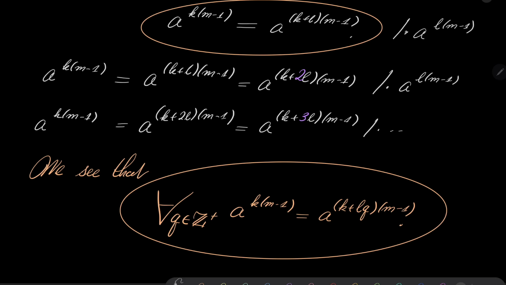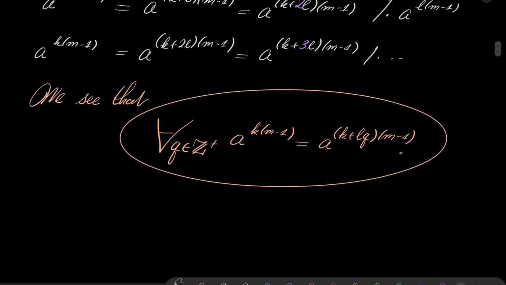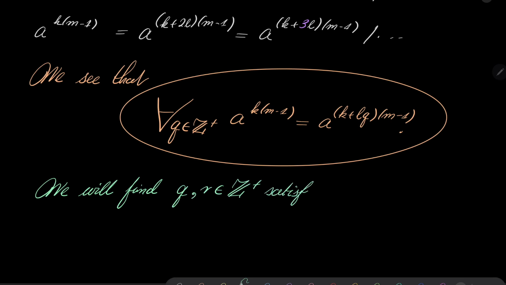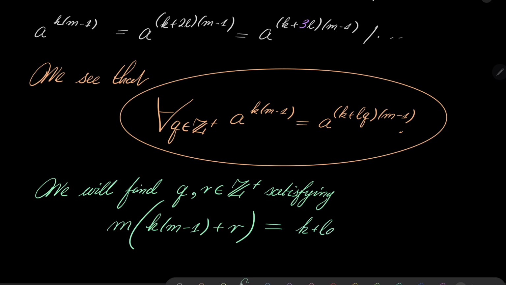I am convinced, so I will proceed. Now, crucial part. We will find what exactly? We'll find q and r, positive integers q and r, satisfying that k(m minus 1) plus r times m equals (k plus lq)(m minus 1).